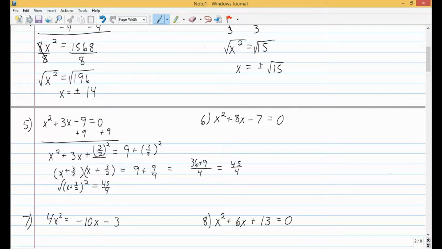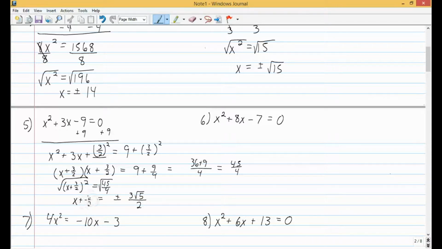Alright, and now take the square root of both sides. And so that's going to give me x plus 3/2 equals plus or minus the square root of 45 over the square root of 4. The square root of 45 is 3 square roots of, not 2, what? 5. Over square root of 4 is 2.